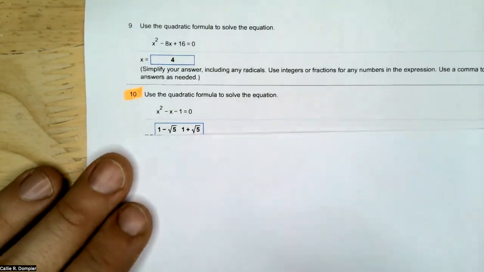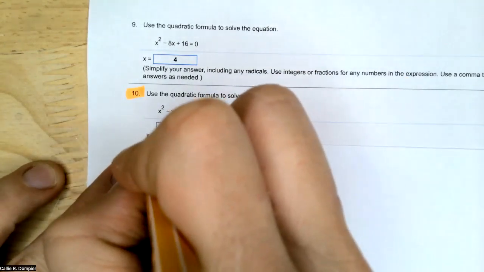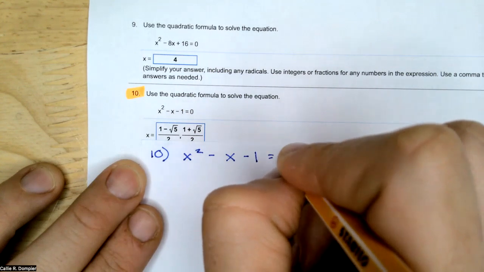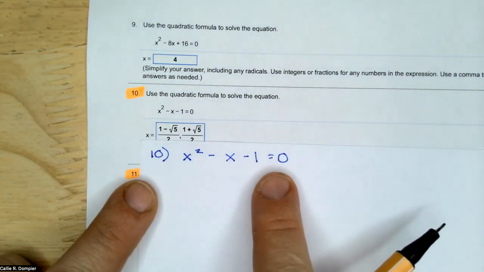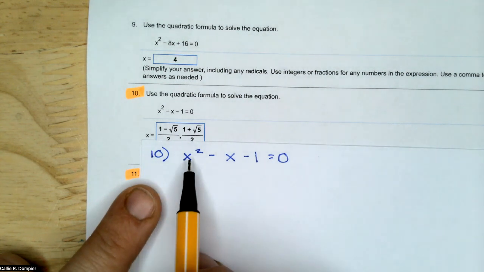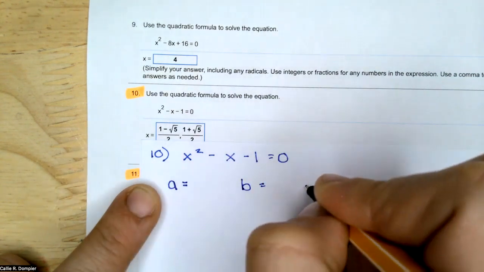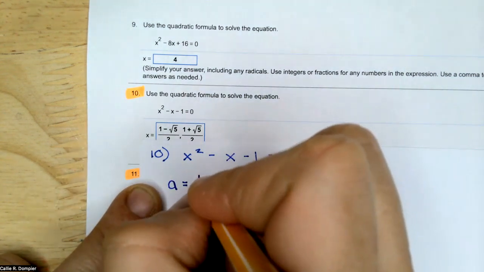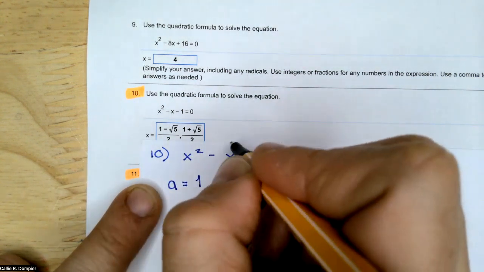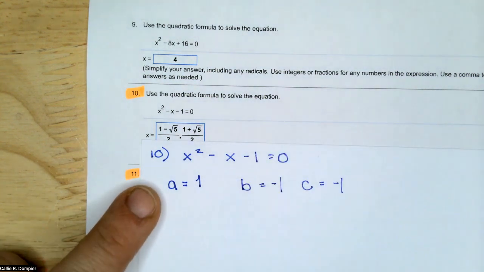Okay, 10 says use the quadratic formula to solve the equation x squared minus x minus 1 equals 0. So our first step is set it equal to 0 and put it in descending order. It's already in descending order and set equal to 0. So now what is A, what is B, and what is C? A is just the number 1. There's 1x squared. B is a -1 because there is negative x's. And C is also -1 because it's a -1 as our constant.